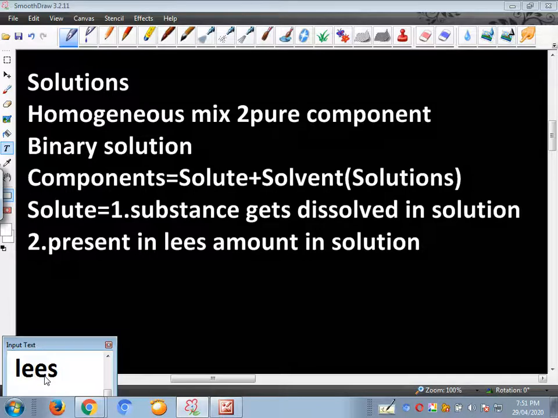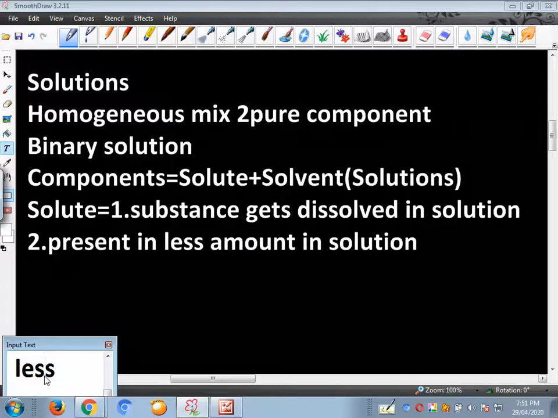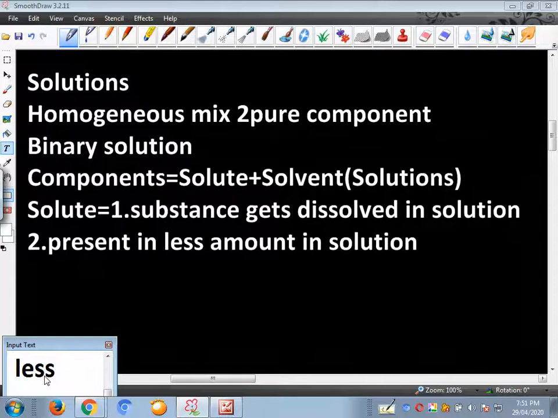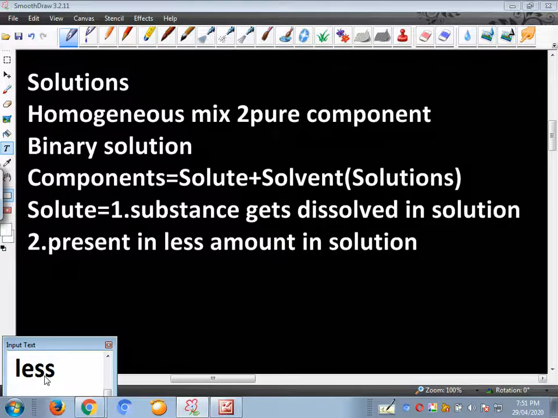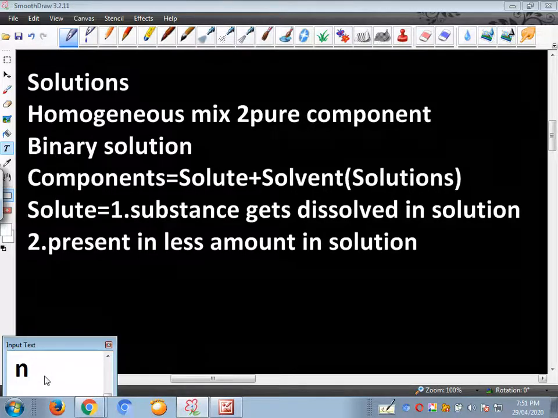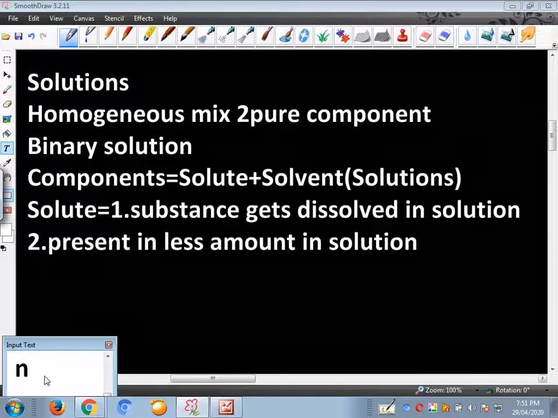Less amount of solution. So there are two definitions. One is the substance which gets dissolved in a solution, or the substance which is present in less amount in a solution. Now, these are the definitions I think you can understand. If I take a solution, you know that a solution consists of two components, solute and solvent. In that solution, the substance which is in lesser amount is said to be a solute. I'll give the example. Right before that, I'll go for the definition of solvent also.